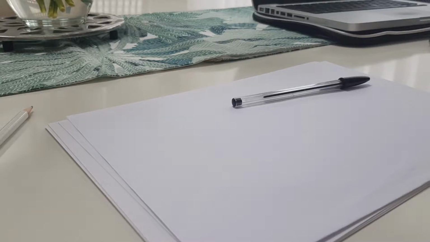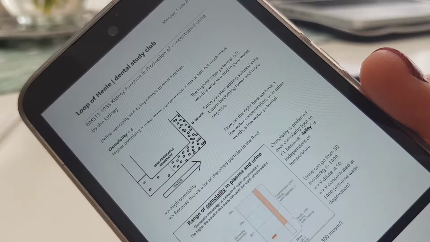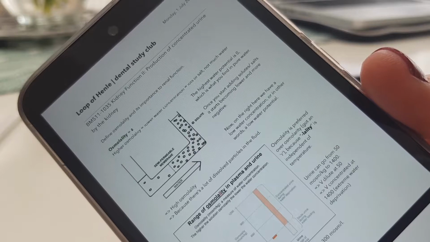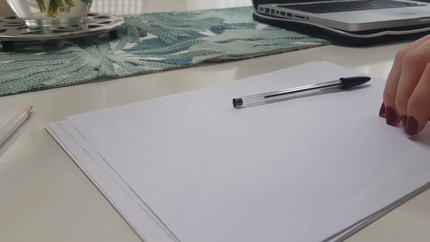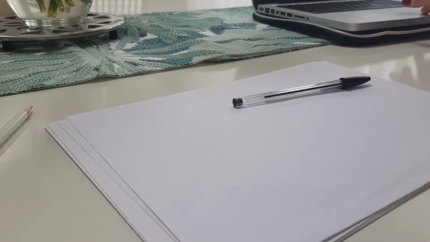In this episode we're moving on to kidney function 2. So the first thing we need to talk about in this lecture is defining osmolarity and its importance to renal function. On the handout that you should have access to, it should look something a little bit like this. Osmolarity is defined as a measure of water concentration. So you can use that to fill in the definition.